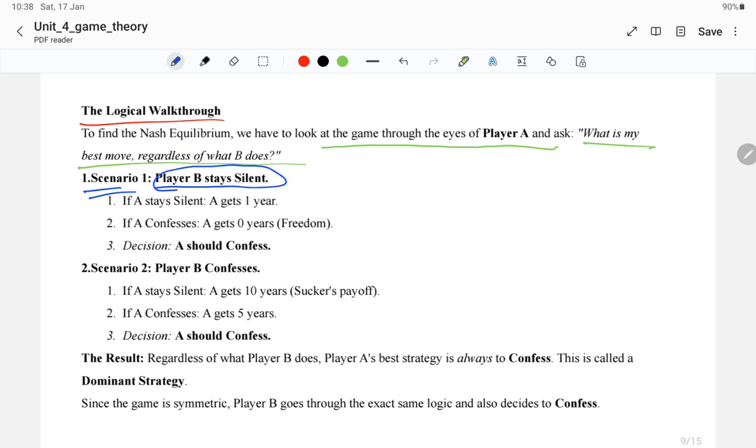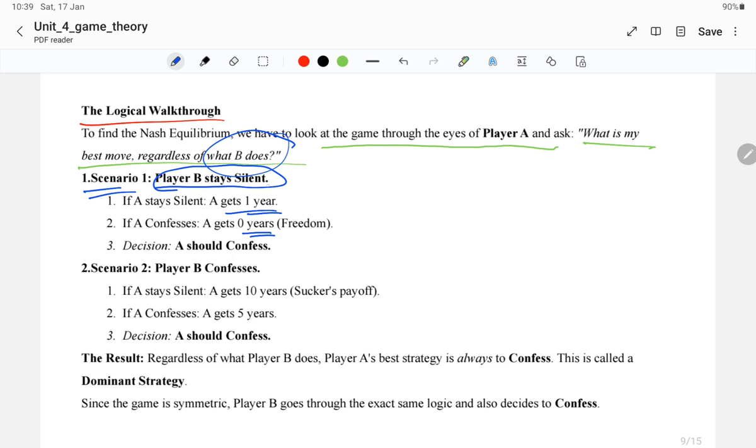Player B stays silent. So when player B stays silent, player A is going to ask himself, what is my best move regardless of what B does? If A stays silent, A gets 1 year, if B has remained silent. If A confesses, A gets 0 years.